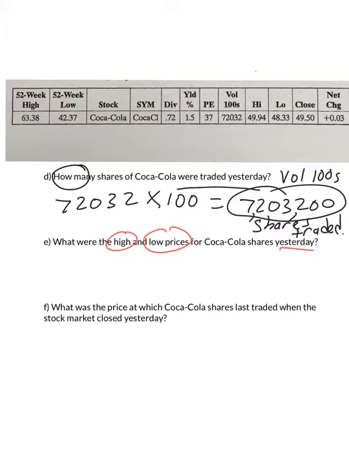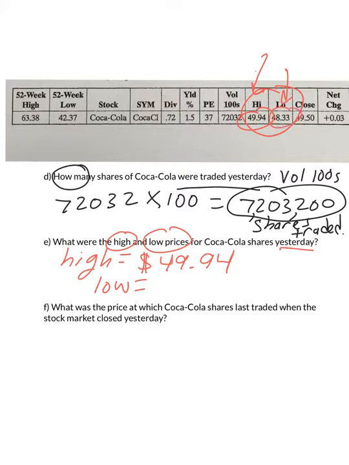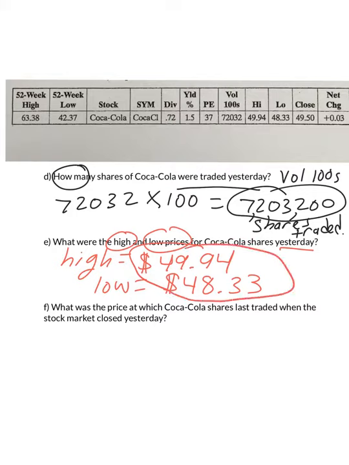So that is when we're going to look at just simply the high and low columns. When I look at the high price column to begin, it says $49.94. In other words, that was the highest price that one share of this stock went for yesterday in the stock market. And the lowest price right beside it, $48.33. So the lowest price this particular stock, one share of it went for yesterday. So there, both of those answers would complete part E.